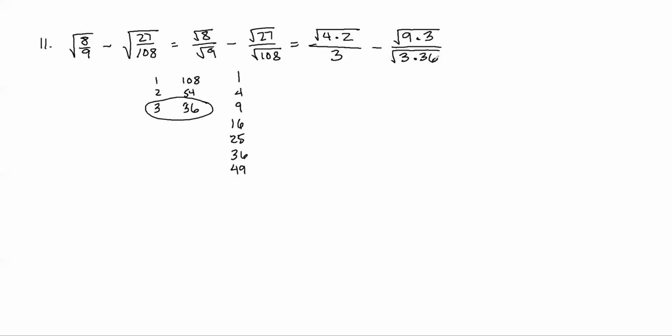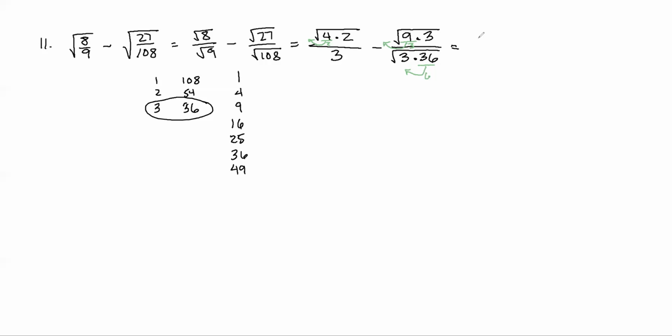And now let's go ahead and simplify these down. So in our first fraction here, we have the square root of 4, which is going to come out as a 2. The square root of 9 is 3. And then on the bottom, the square root of 36 is 6. So that'll come out.